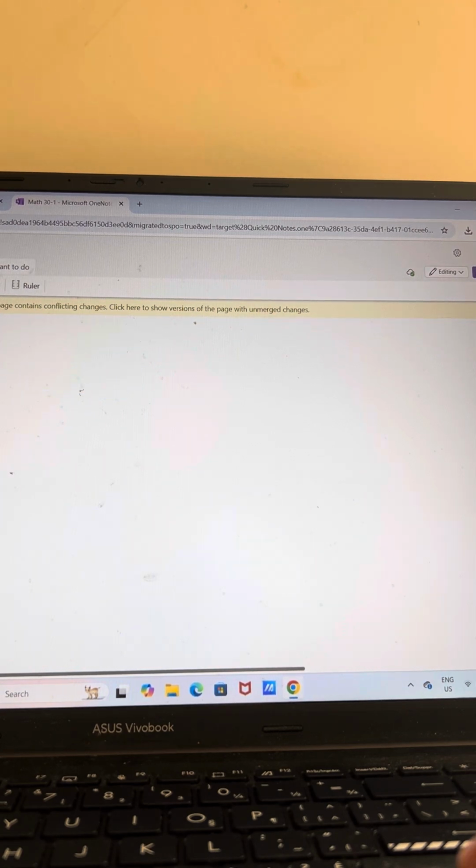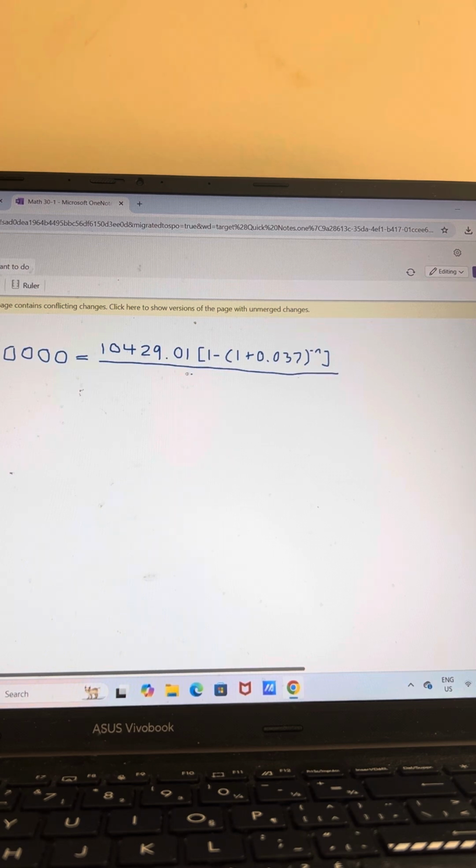So let's substitute into this formula. We have 250,000 equals 10,429.01 times 1 minus, then 1 plus 0.037 to the power of negative n, and we're just going to close this, all divided by 0.037.